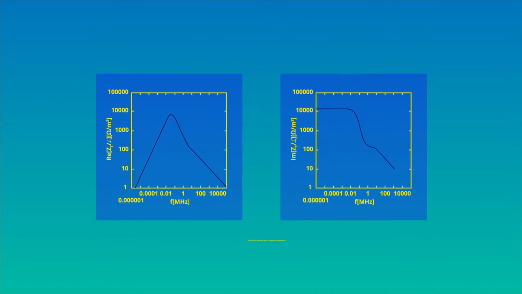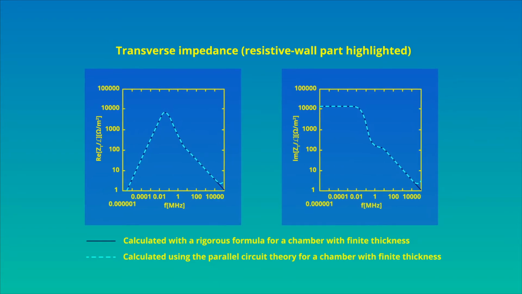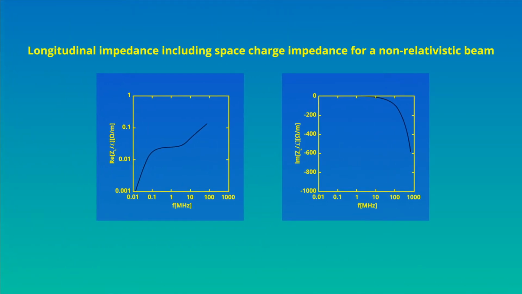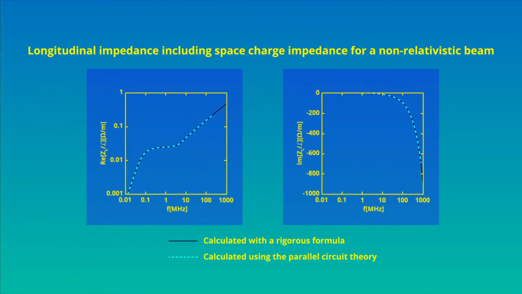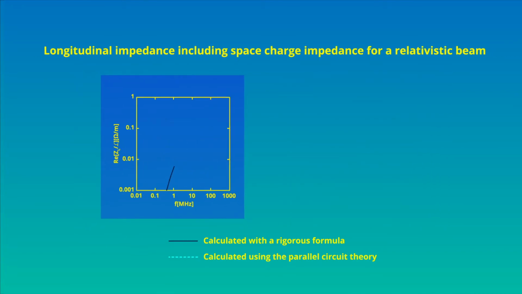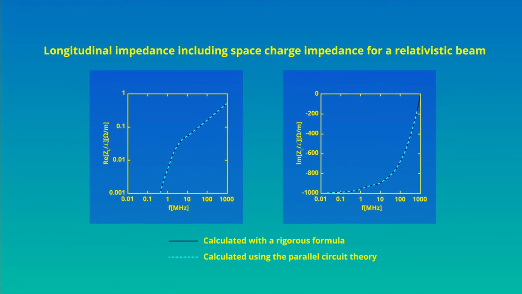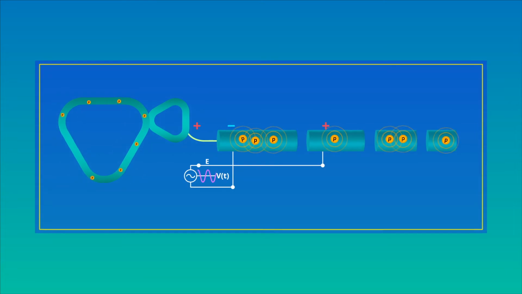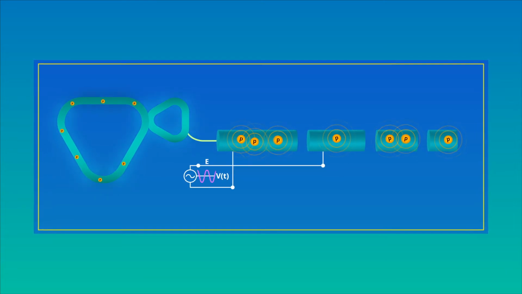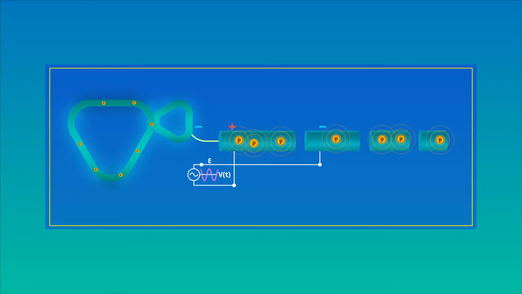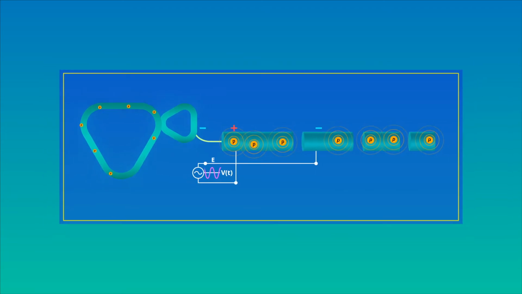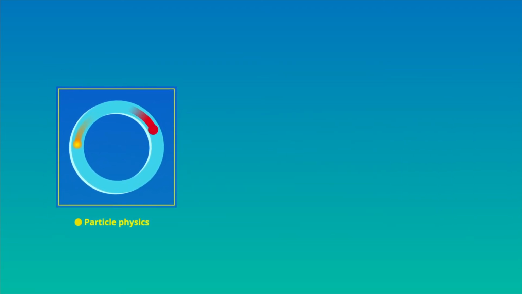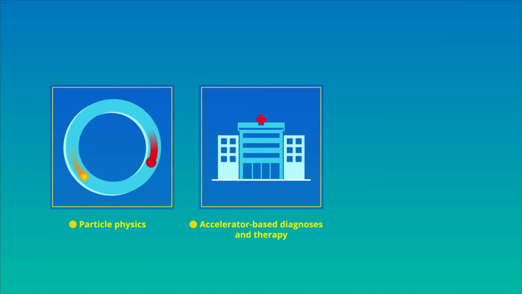Owing to this principle, the transverse impedance and the longitudinal impedance for non-relativistic beams have characteristics different from the longitudinal impedance for relativistic beams. By introducing a more comprehensive concept of the impedance, the findings of this study can help improve the performance of accelerators that are used not only to study particle physics, but also in medical applications and other industries.